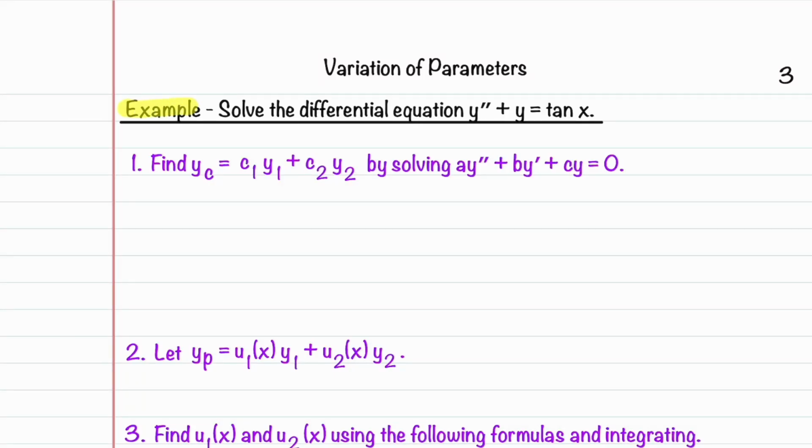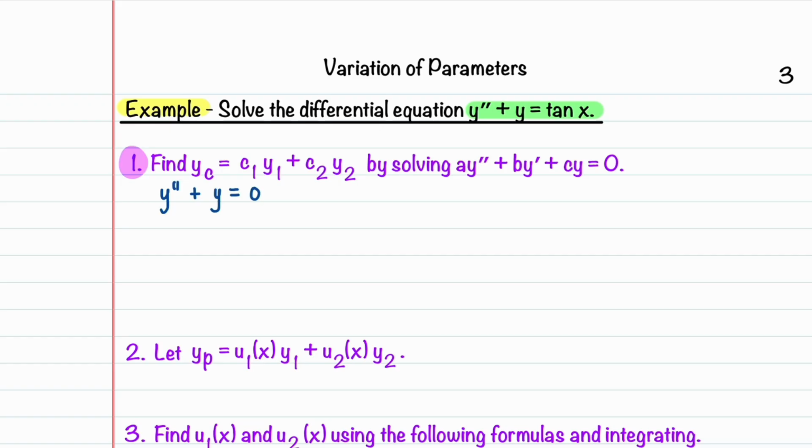Let's now walk through an example where we're going to solve the second-order non-homogeneous equation y double prime plus y is equal to tangent x using variation of parameters. Our first step in solving this problem is to find our homogeneous solution, and we're going to get that by solving the homogeneous equation. So the homogeneous equation is just the equation that is on the left-hand side, and the right-hand side is equal to 0. So we have y double prime plus y is equal to 0.